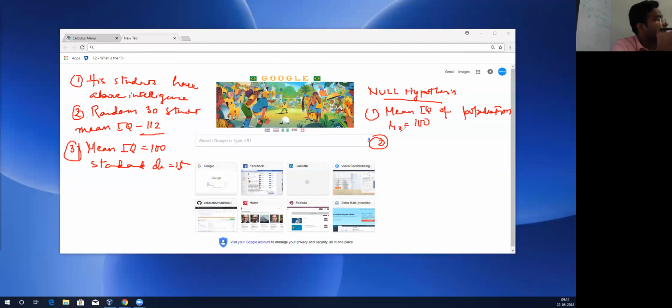Now there is an alternative hypothesis. What is your alternative hypothesis? What the principal is claiming: mu is greater than 100, right? That his students have above average intelligence. This is the alternative hypothesis.